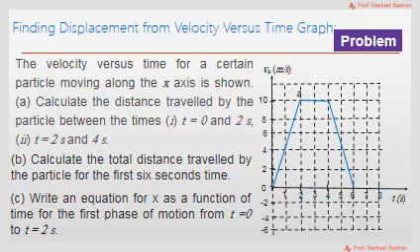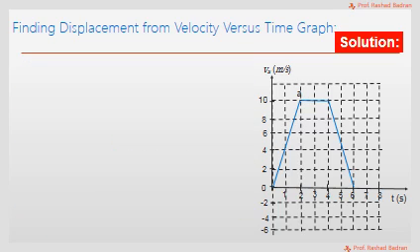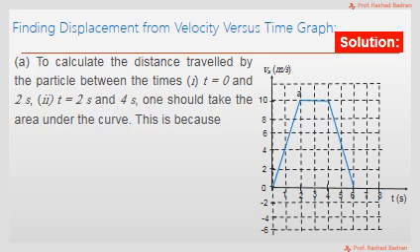Also, it's required to find an equation for the position of the particle as a function of time in the first motion, that is, in the time interval from t0 to 2 seconds. Now, determine the distance traveled in the first two intervals.